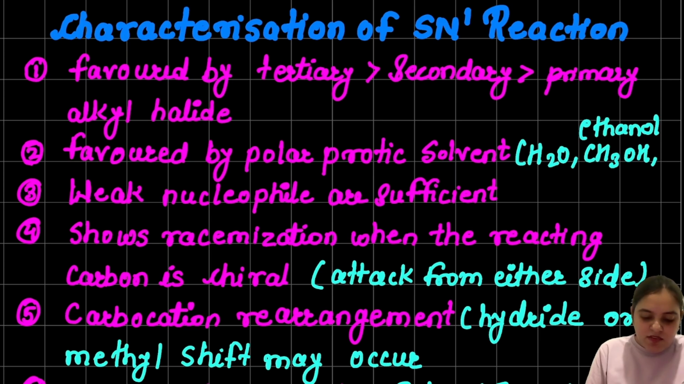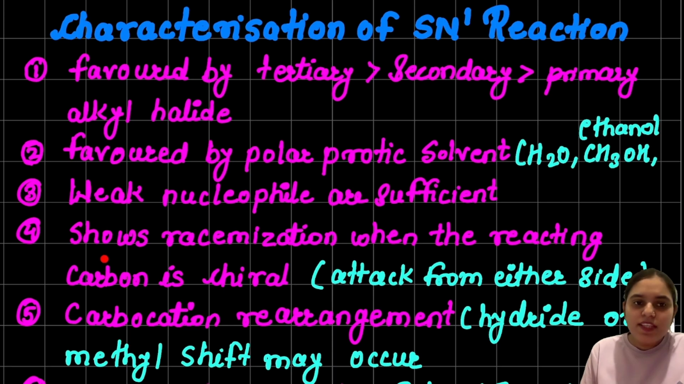Second point: the SN1 reaction is favored by polar protic solvents. Polar protic solvents means H2O, CH3OH and ethanol. The polar protic solvent stabilizes the carbocation and the leaving group, making the reaction easier. That's why it is favored by polar protic solvents.